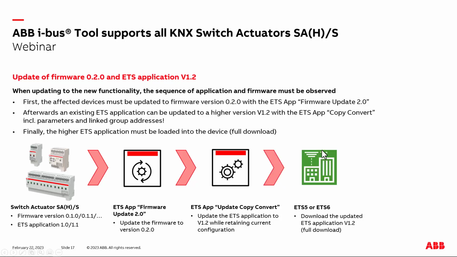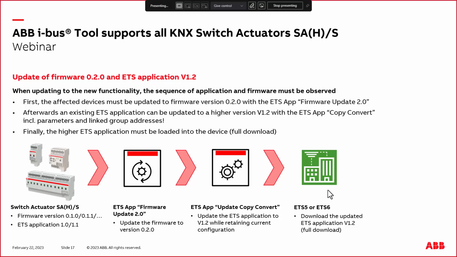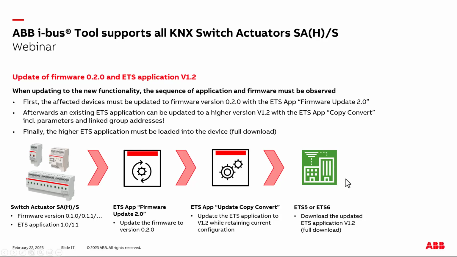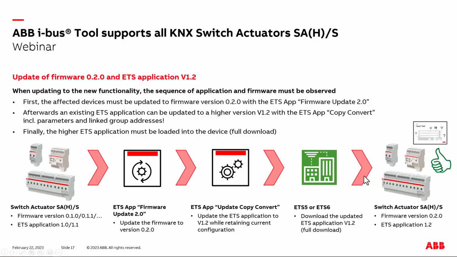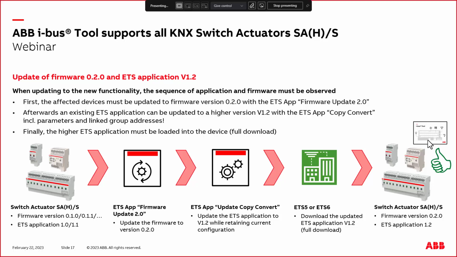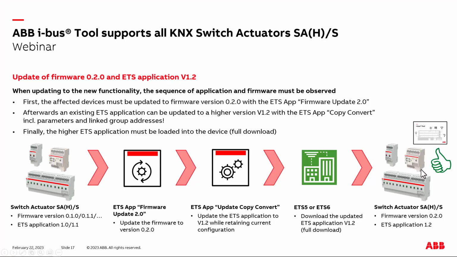And the last step is to download the new ETS application with the higher version 1.2 into the KNX device by making a full download. So you click only on the button download and then ETS detects, oh, this is a higher version, and then it makes a full download, which will last some minutes because this is a full application version. So at the end, you have here your switch actuator, your Combi actuator, professional, standard, with the firmware version 020 and the application version 1.2. And then we can have access via the iBus tool and use this functionality of the iBus tool for diagnostic, for testing, and so on.